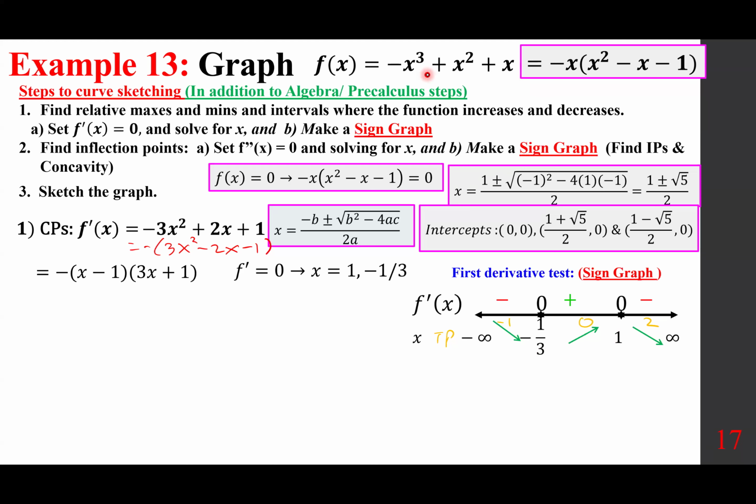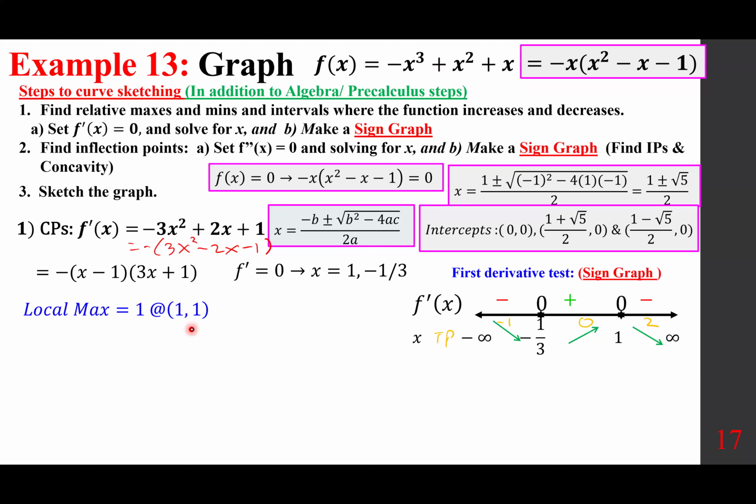So 1 is actually very easy. This becomes 1 cubed. This makes it negative. They cancel each other. And this becomes 1. So if you plug in 1, you get 1. But what about -1/3? Let's see. So the local max is 1 at (1, 1).